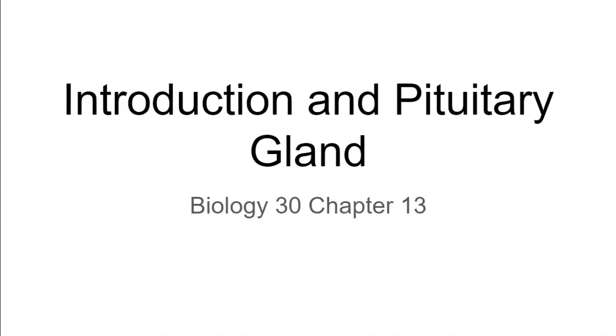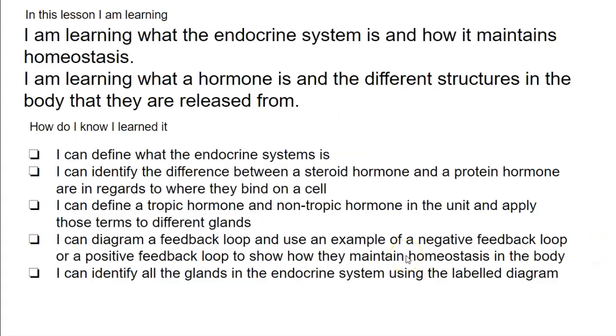We are going to start in our notes just briefly talking about what is the endocrine system and what are hormones. So today what you're learning is about the endocrine system and how it maintains homeostasis, and you're learning what a hormone is and the different structures in the body that release them. Today the goal is to define the endocrine system, identify the differences between a steroid and a protein hormone, as well as define tropic versus non-tropic, and then look at feedback loops. In the next video, we're going to look at identifying the glands and labeling a diagram.